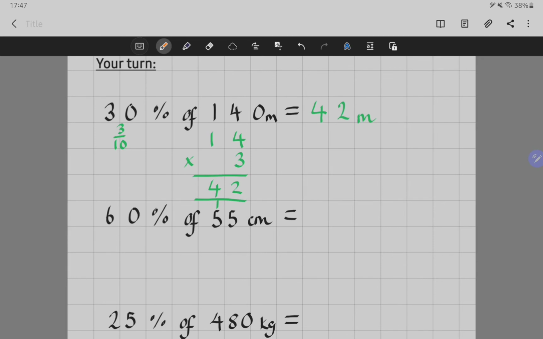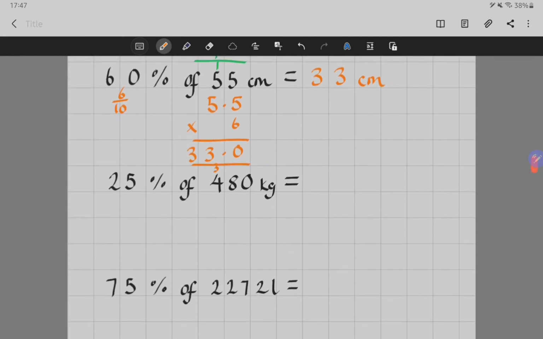60% of 55 centimeters. Well, 60% is the same as 60/100ths, or 6/10. Okay, so I'm going to find 6/10 of 55. 55 divided by 10 is 5.5. Then I'm going to multiply it by 6. 5 times 6 is 30. Let's keep the 0, pass on the 3. 5 times 6 is 30 again, plus 3 is 33. So that means 60% of 55 was 33 centimetres. Well done.